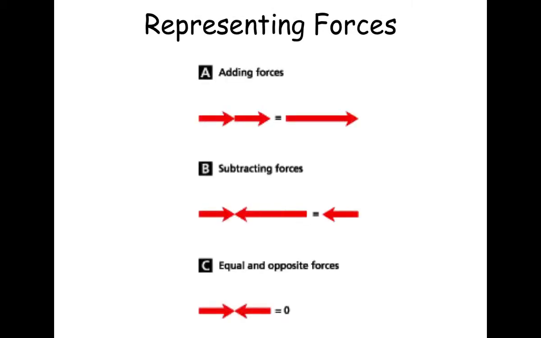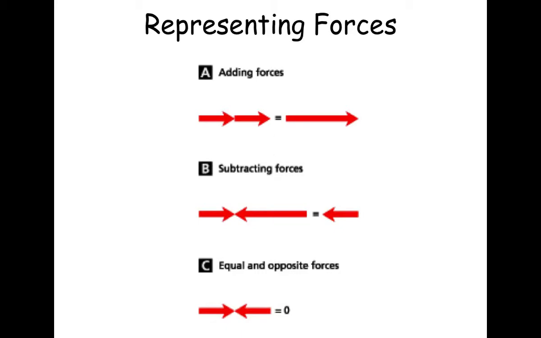So we can actually see this here in this picture. I have one force acting in this direction, another force acting in this direction, so the net force is this. If I take this force in this direction and subtract this force coming back, my net force is this much and going to the left. When I have equal and opposite forces, they total up, as we know, to be 0. Those are balanced. A and B are unbalanced.